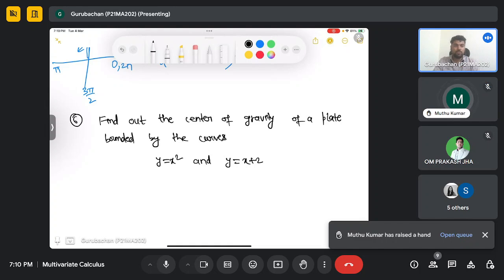Yes, Muthu Kumarji, you raised your hand. You are muted, please unmute yourself first. Okay. Good evening. Yeah, good evening, please.